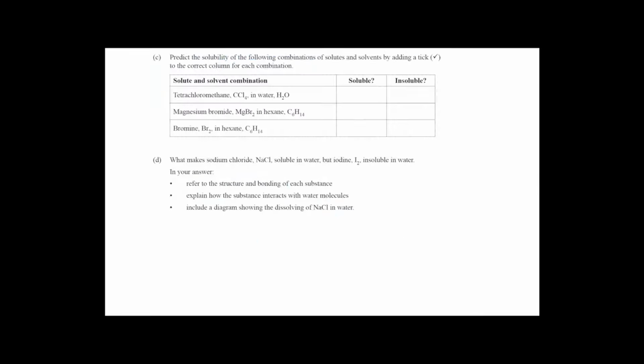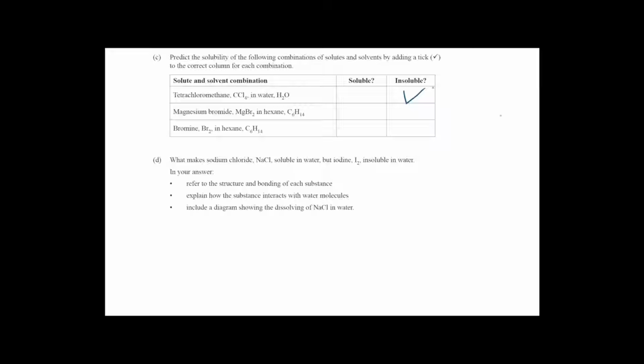Next we're asked to predict the solubility, that is, how readily something can dissolve into a solvent. It's the correct column for each combination. Tetrachloromethane, CCl4, and water, H2O. Will that dissolve? And the answer would be no, that would not dissolve.